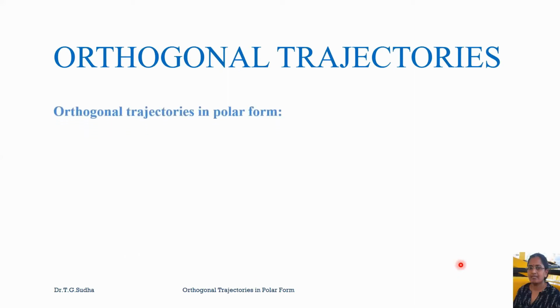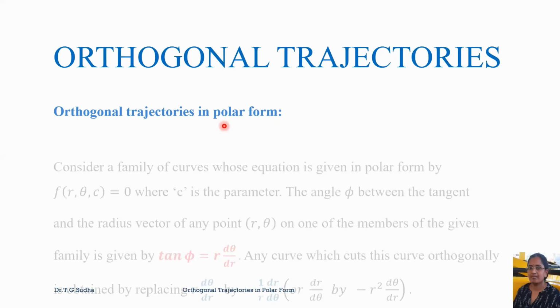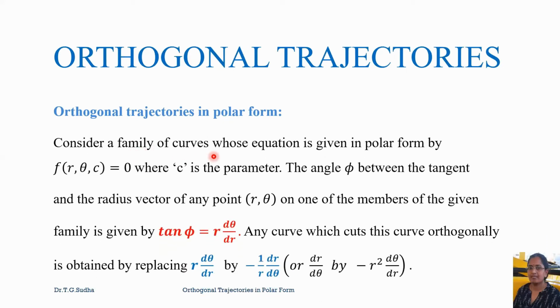Now let us move to the orthogonal trajectories in polar form. Consider a family of curves whose equation is given in the polar form by f of (r, theta, c) equal to 0, where c is the parameter. The angle phi between the tangent and the radius vector at the point (r, theta) on one of the members of the given family is given by tan phi is equal to r into d theta/dr. Just now we derived this.